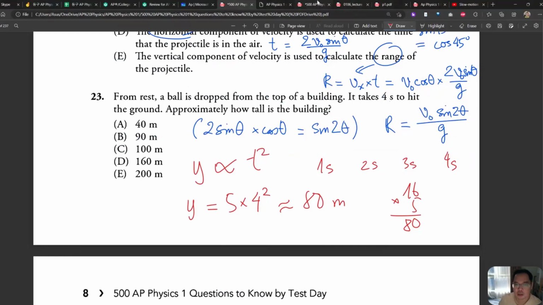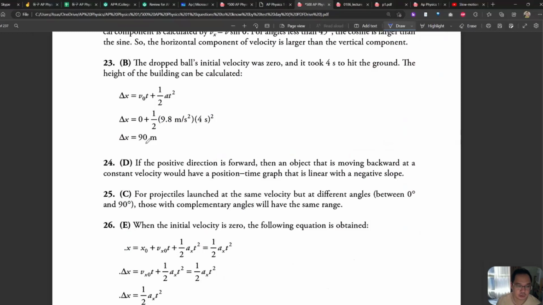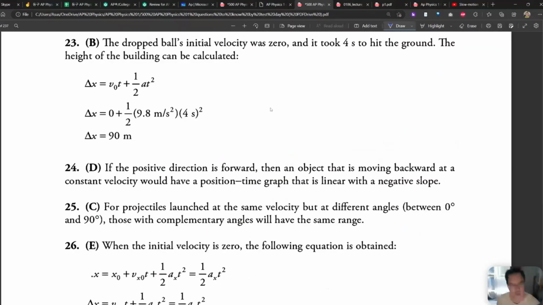Okay, let's check the answer. 9.8 multiplied with 4 squared. 4 squared is 16, and half of this is 8, like half of 10 is 5. 1 times 8 is 80, not 90. I think that is a typo in this book. Instead of 8, they typed 9.